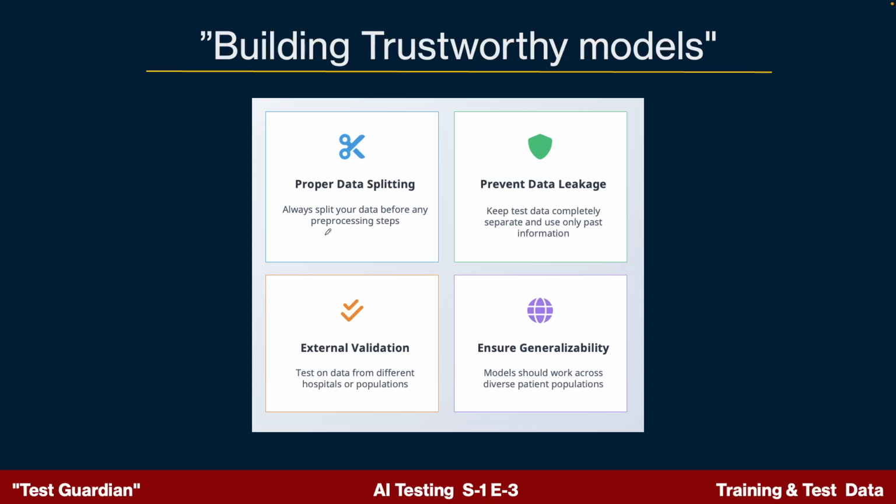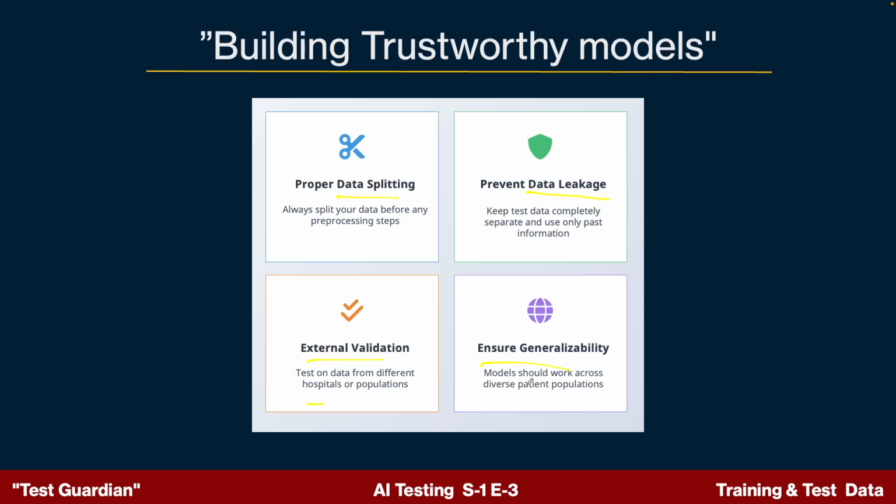Let's recap how to build trustworthy models. Data splitting, as we already discussed, three parts: training, validation, and test data. Make sure there's no data leakage. External validation means testing your model on different hospitals and populations. It just makes sure that the model is not getting biased information. So you have to verify that information with the hospitals, that the data is accurate or not.